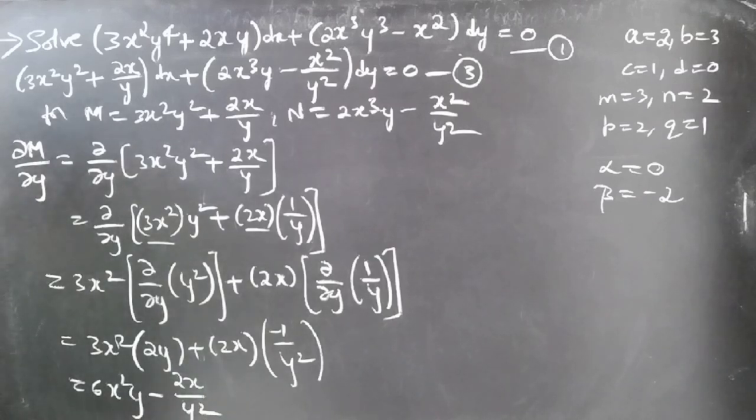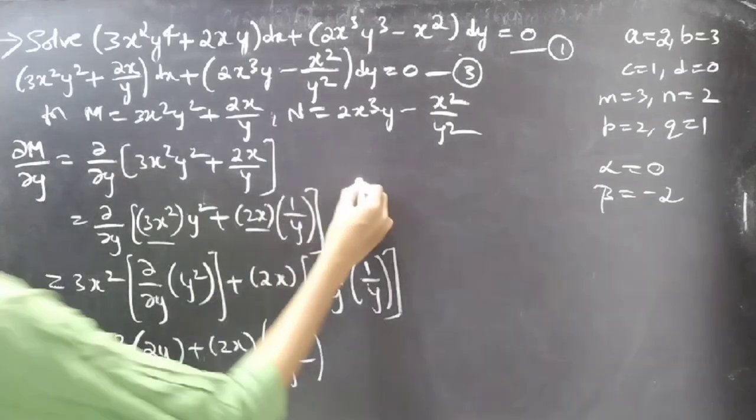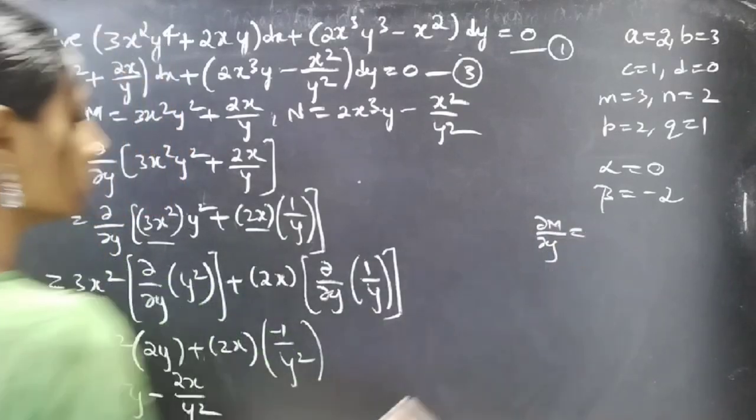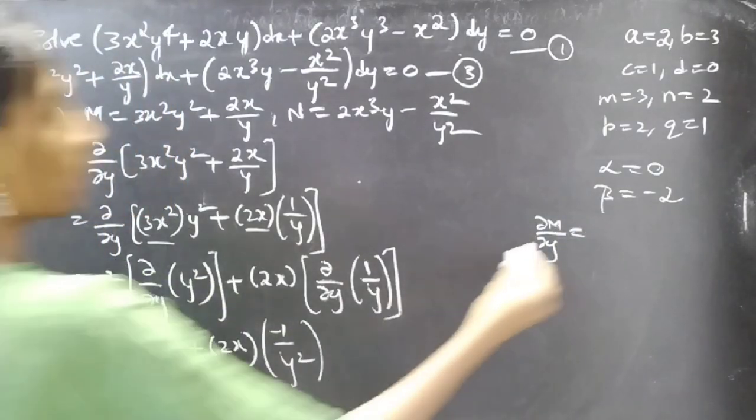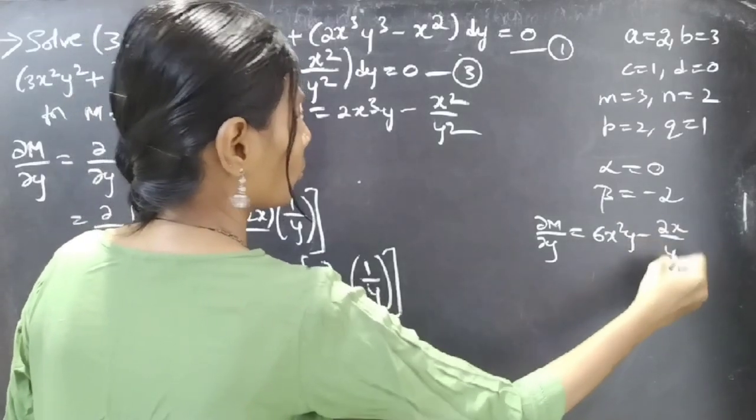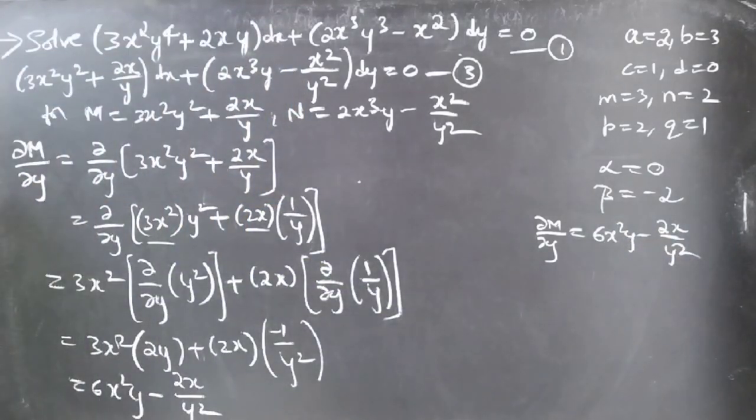Therefore partial derivative of m with respect to y is 6x square y minus 2x by y square. Now let's find partial derivative of n with respect to x.